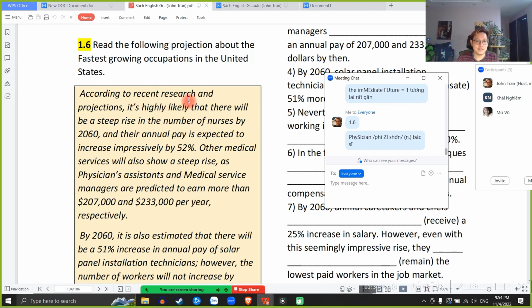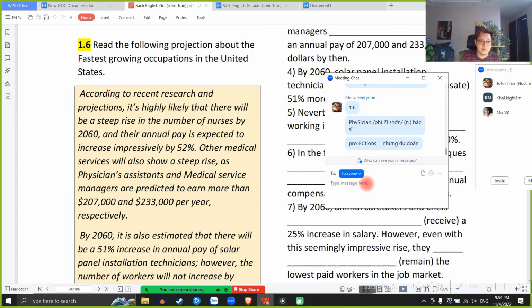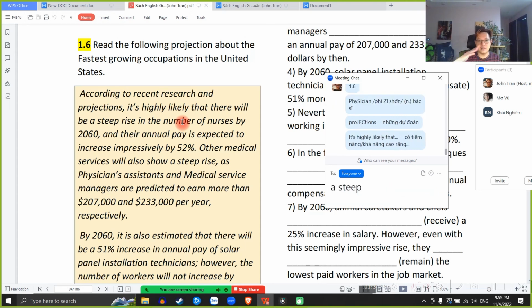Okay, according to recent research, dựa vào cái nghiên cứu gần đây, and projections. So basically, projections là những dự đoán. Dựa vào những cái nghiên cứu và dự đoán gần đây, it's highly likely, có tiềm năng rất cao rằng, it's highly likely that, có tiềm năng, likely là có khả năng, tiềm năng, khả năng cao rằng there will be a steep rise. Steep là nó rất là dốc.